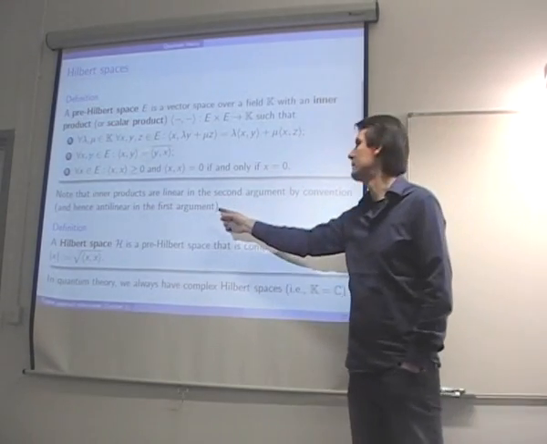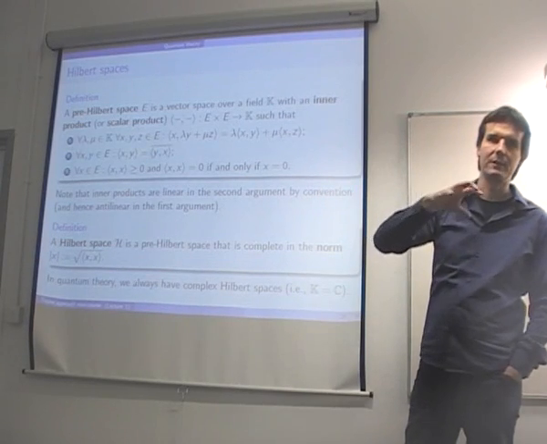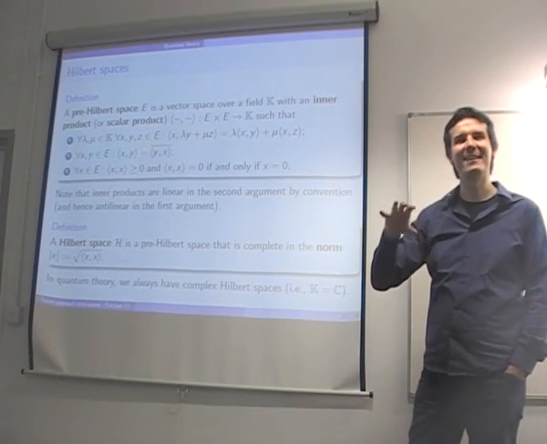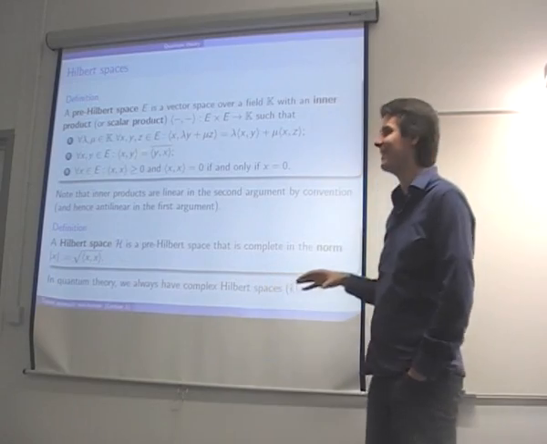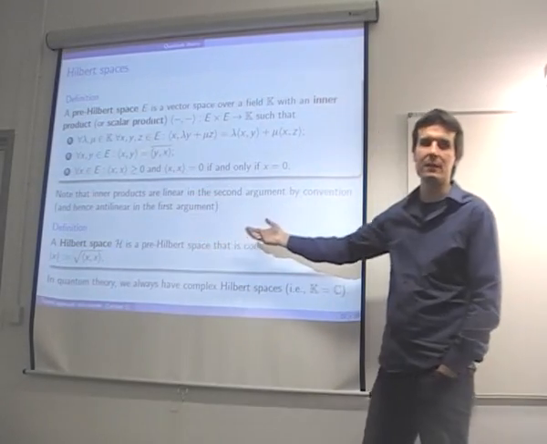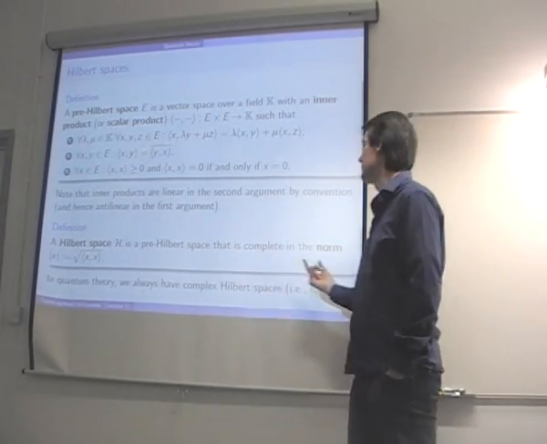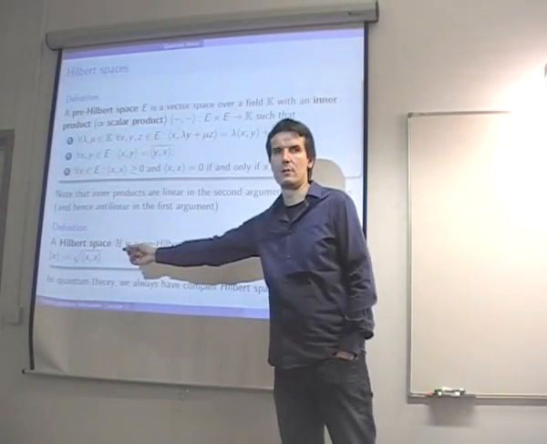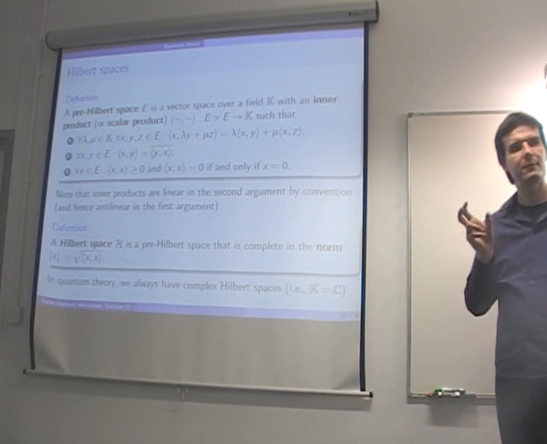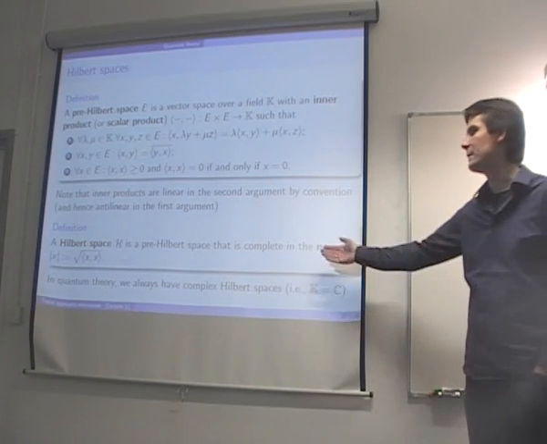Note that inner products are linear in the second argument. This is a convention. This is the usual thing for physicists. Mathematicians often have linearity in the first component, but those mathematicians working in physics a bit usually adapt to the physicists' convention. So we'll have the physicist convention here, and of course from this rule you see it's antilinear in the first argument. And now a Hilbert space is a pre-Hilbert space that is complete with respect to this norm. So just taking the square root of the scalar product of x with itself gives you a norm, and if we have completeness in this norm, we have a Hilbert space.